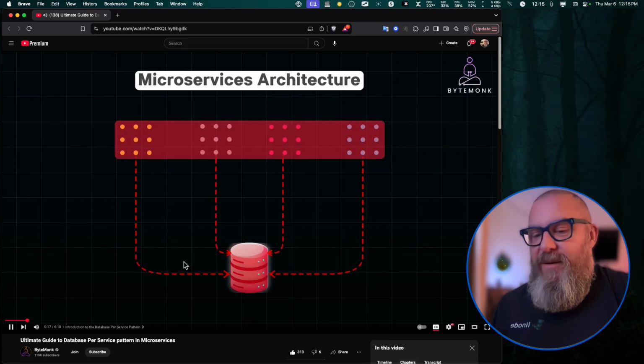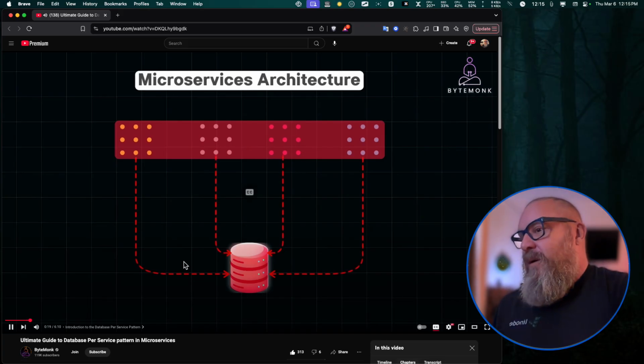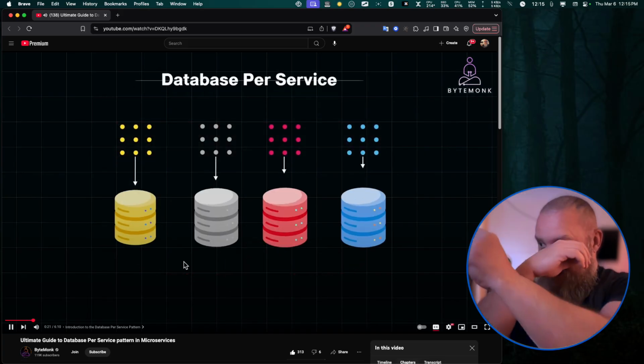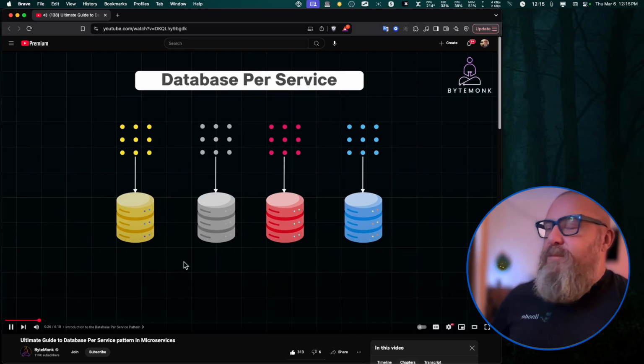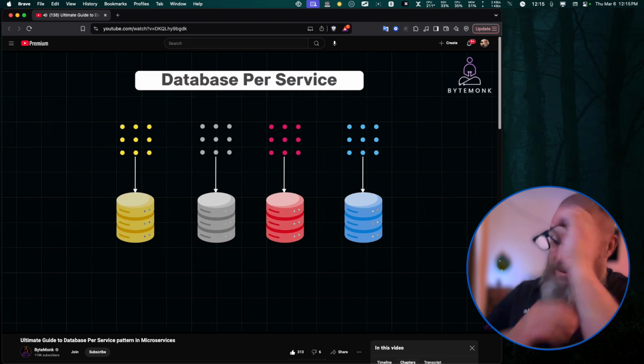...to performance bottlenecks, scalability issues, and difficult service evolution. This is where the database per service pattern comes in. Each microservice owns its own database, giving it full control over its data, schema, and how it stores or retrieves information.